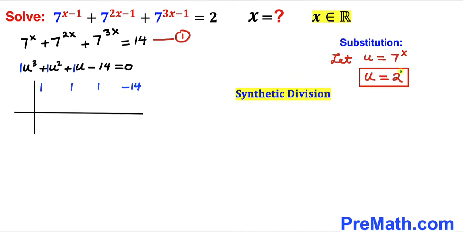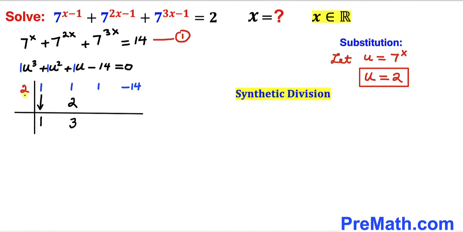And now one of the solutions is 2. So therefore I'm going to write down 2 on this outside. And now let's focus on this very first number. I'm going to bring this 1 down all the way over here. And now I'm going to cross multiply. 2 times 1 is 2. I'm going to write down 2 over here. And now we are going to add these two numbers. 1 plus 2 is going to give us 3.